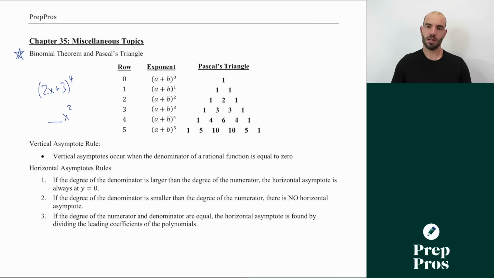Other ones, we could see the vertical asymptote rule sometimes in the test. Remember, vertical asymptotes occur when the denominator of a rational function is equal to 0. So you should just set the denominator equal to 0 and solve for x. That'll tell us where the vertical asymptotes are.